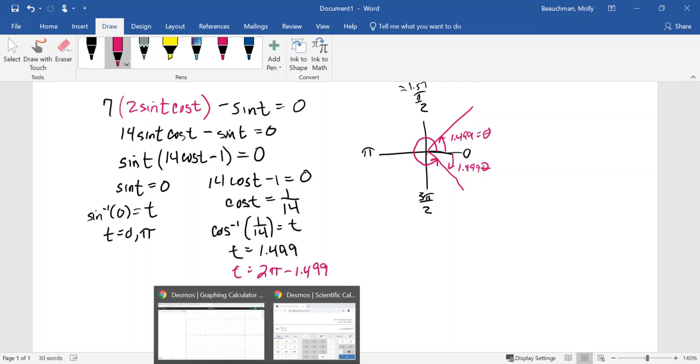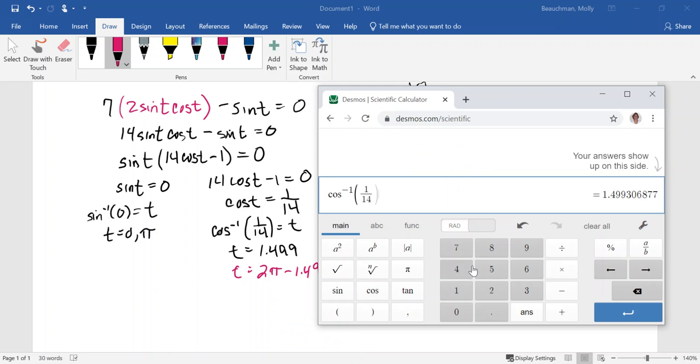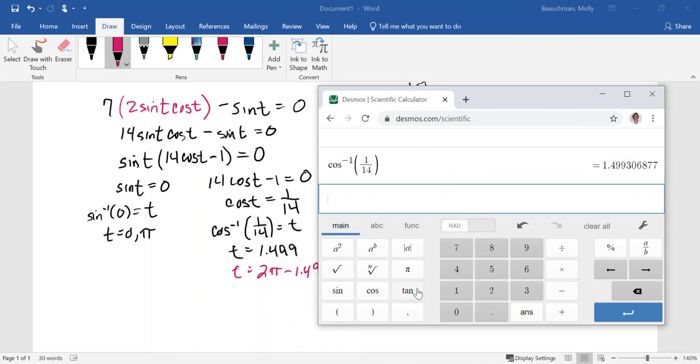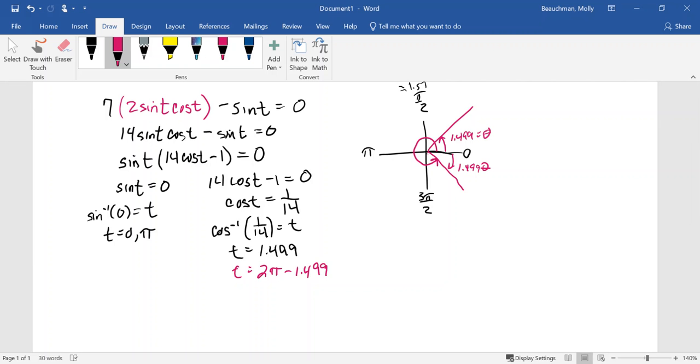So we get our calculator, 2 pi, let me clear. So 2 pi minus 1.499, and that equals about 4.784. So we have 4 solutions to our equation. The angle measures are 0, pi, approximately 1.499, and approximately 4.784.